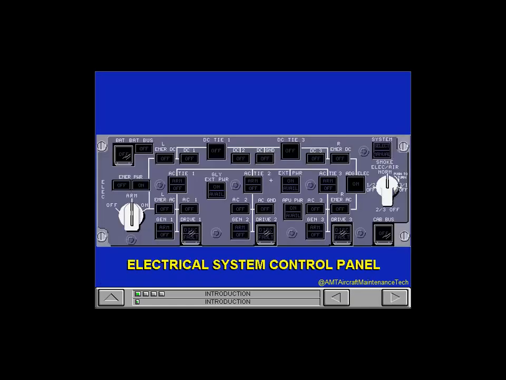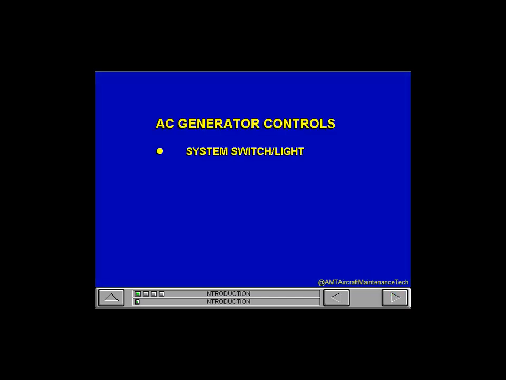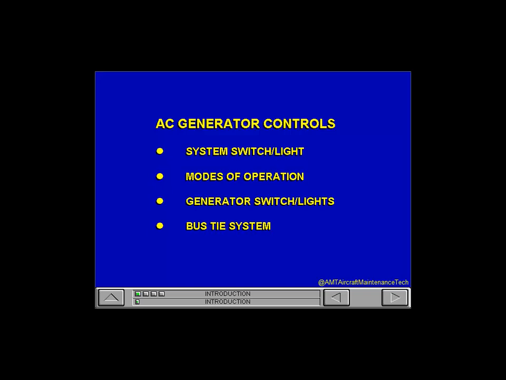You now have the primary facts about the AC power system and its operation in the manual and automatic modes. Although the system usually operates in the automatic mode, there will be times when you must operate the system in the manual mode. We talked about the system switch with the select and manual lights, the automatic and manual modes of operation, the generator switch lights, and the bus tie system and components of the bus tie circuitry.